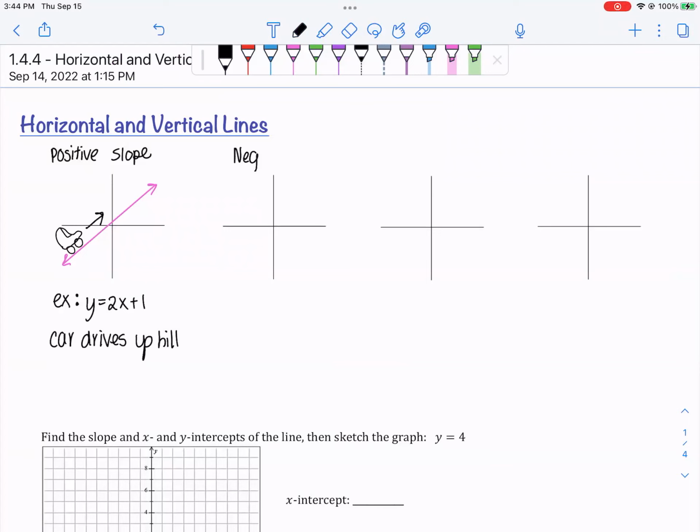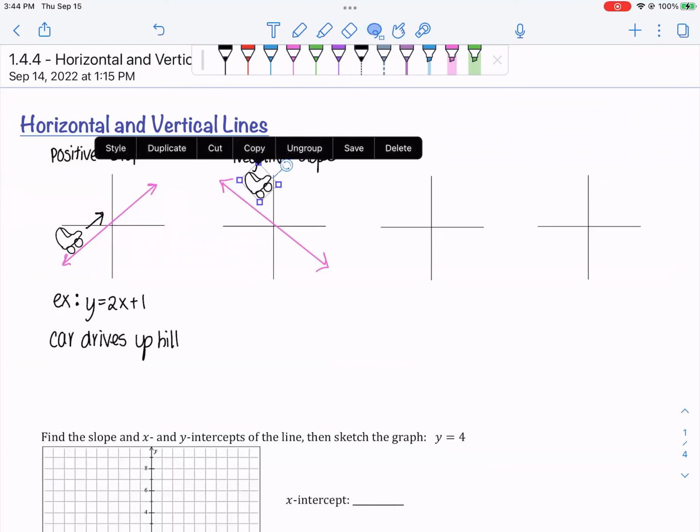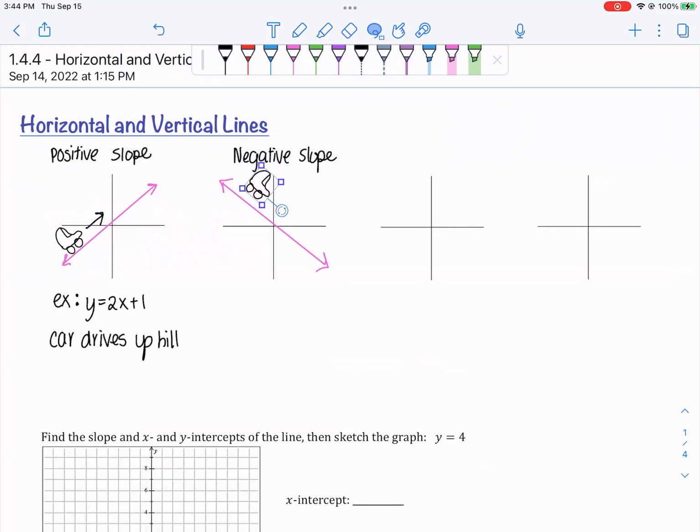For a negative slope, your little car driving from the left to the right is going to be driving downhill. Driving downhill. So an example would be something like y equals -4x plus 2. And the car drives downhill.